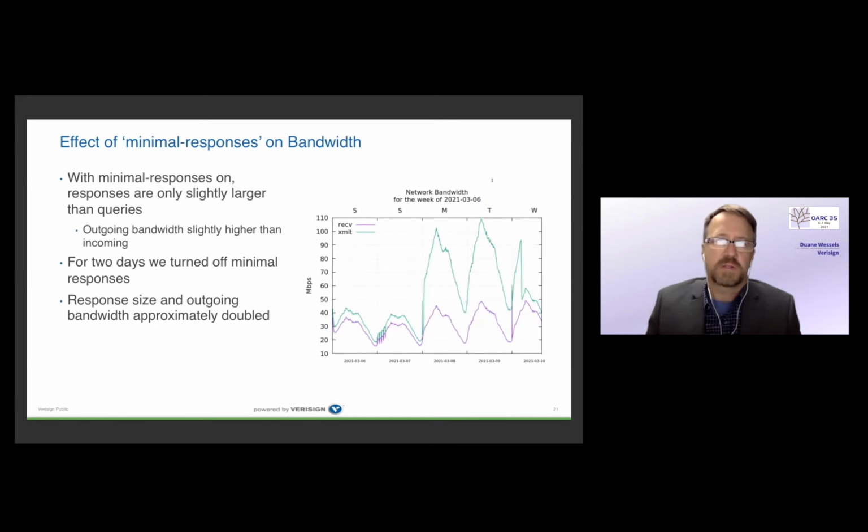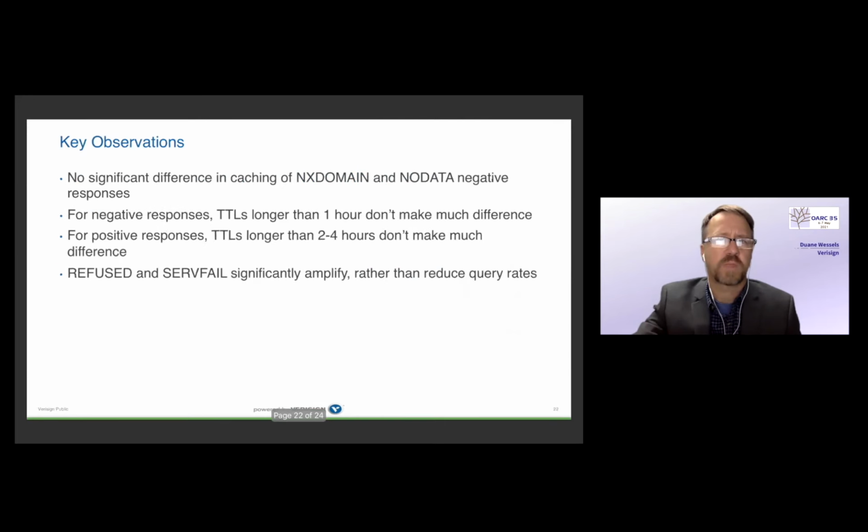So this graph shows the effects of minimal responses. Some of you may have already experimented with this a little bit, but when minimal responses are on, which I think may be the default, the transmitted bandwidth is pretty close to the received bandwidth. Those queries and responses are about the same size, but when we disabled minimal responses, the bandwidth usage doubled approximately, maybe even a little bit more.